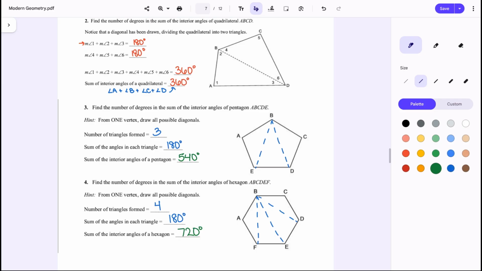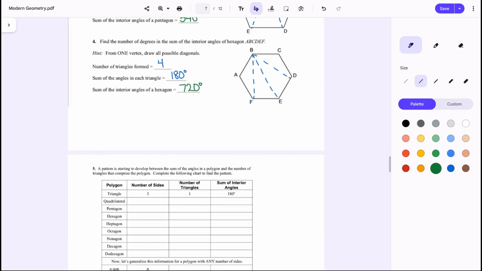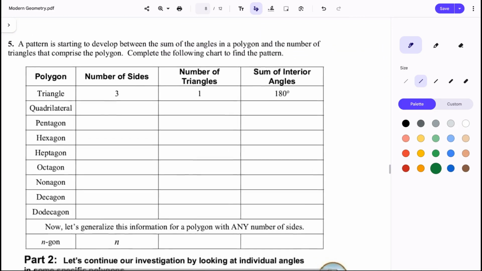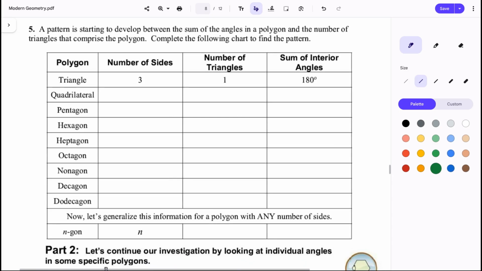Okay, so let's turn our sheet over now. If you guys look at the top of this next page, there's this big chart. We're going to fill this out. We've kind of talked about how there's this pattern that's developing as we talk about these shapes. We're breaking them into these triangles, and then we're able to see what that's doing with their sum. They already have triangle filled out for us because triangle is the shape that we've been using to help us do this. So that's where we start.